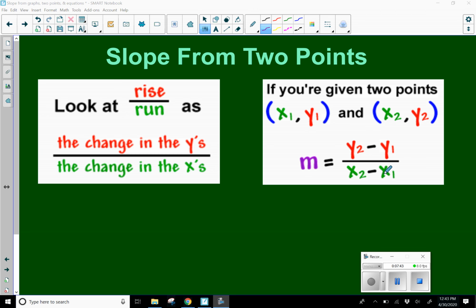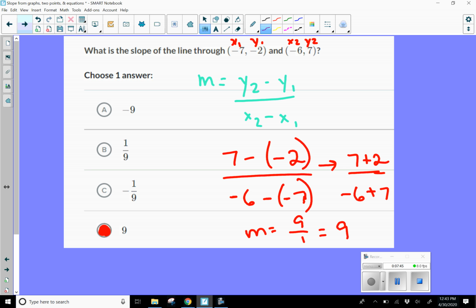So let's take this formula and apply it to some problems. There's a lot going on here. It says, what is the slope of the line through (-7, -2) and (-6, 7)? As you can see, I've labeled my points. This first one I put x1 and y1, and I put x2 and y2. Now I'm just going to simply plug these into my formula. M equals y2 minus y1 over x2 minus x1.